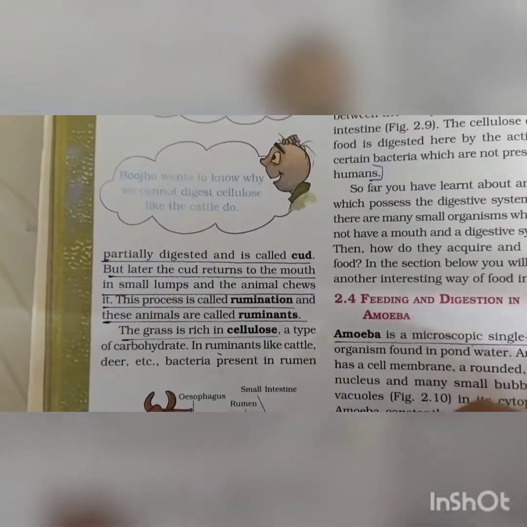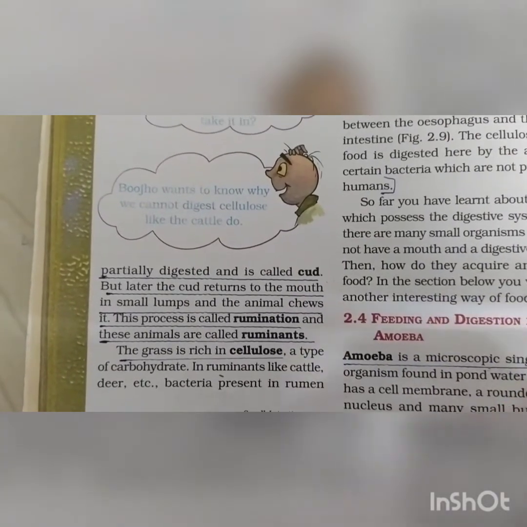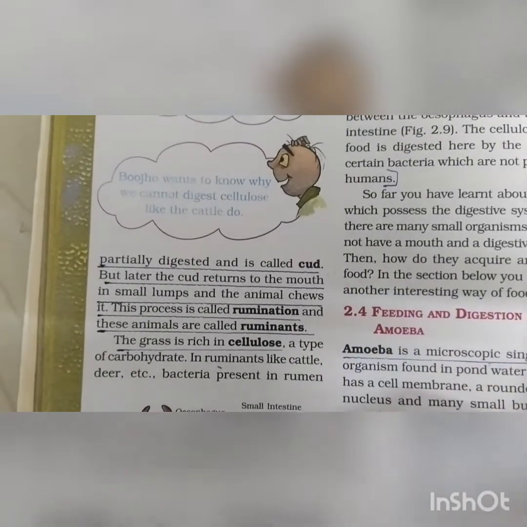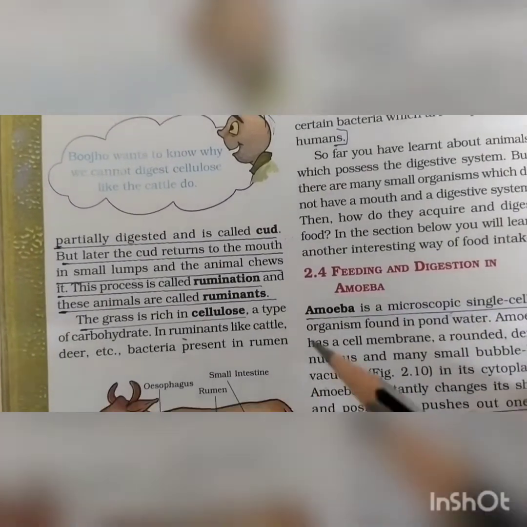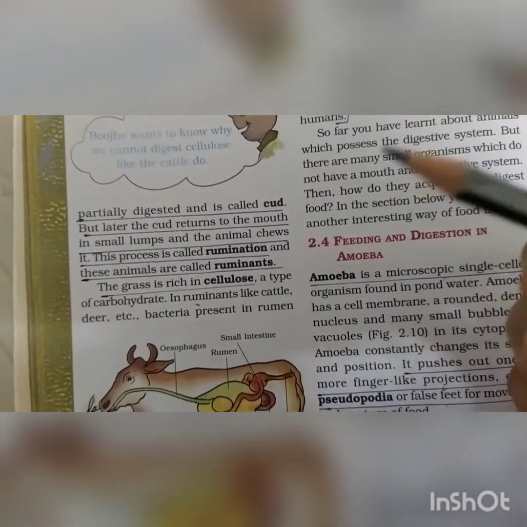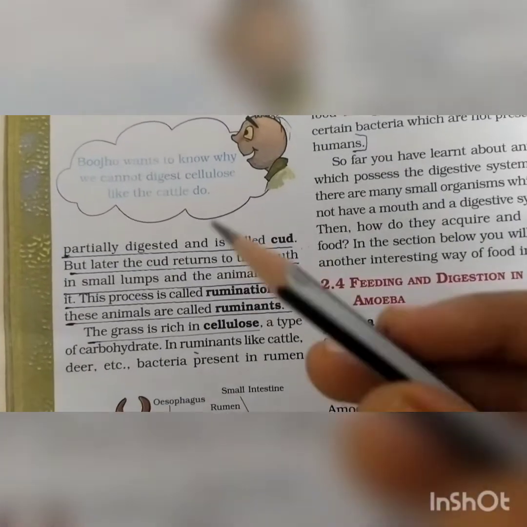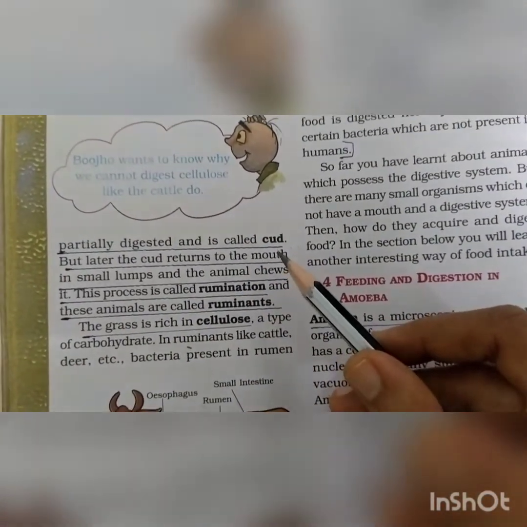Here the animals that eat grass, they eat grass, quickly swallow it and store it in a part of the stomach. This part of the stomach is known as rumen. And in rumen, the food gets partially digested. Such partially digested food material is known as cud.